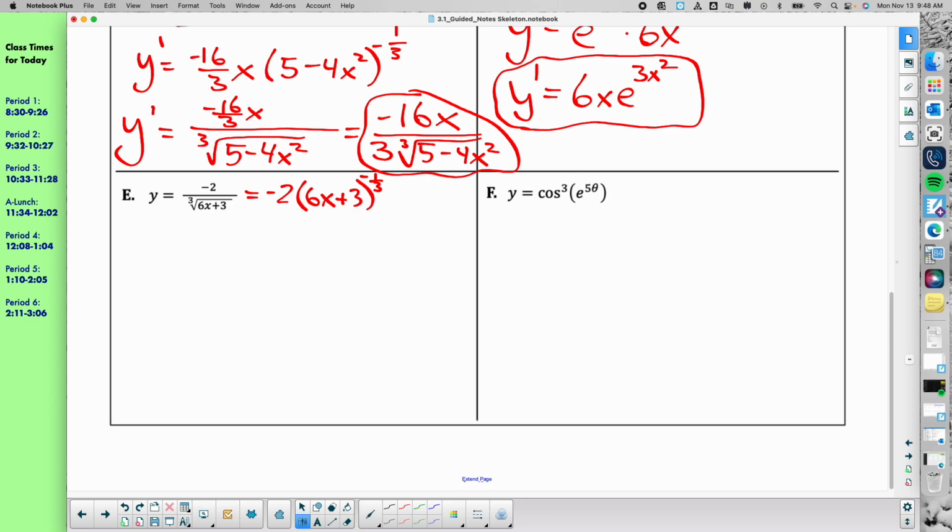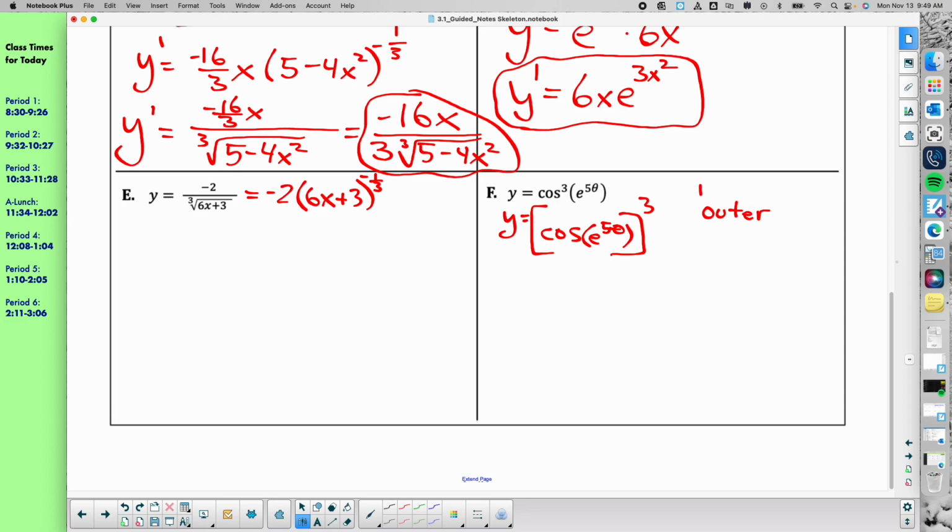So this problem, in our eyes, when we have a trig to a power, is the same thing as us writing cosine of e to the 5 theta, cubed. Now I'm going to do this in colors because this problem will get annoying. Some of you are pretty good at doing this in your head. Some of you will need to be organized on paper.